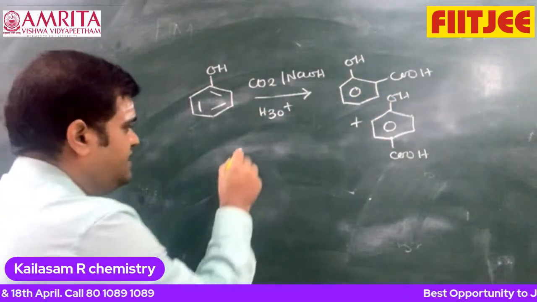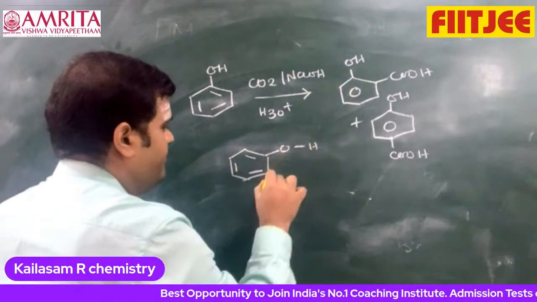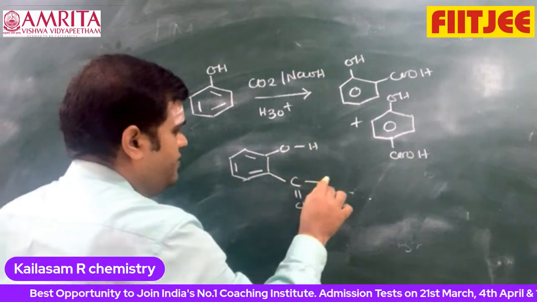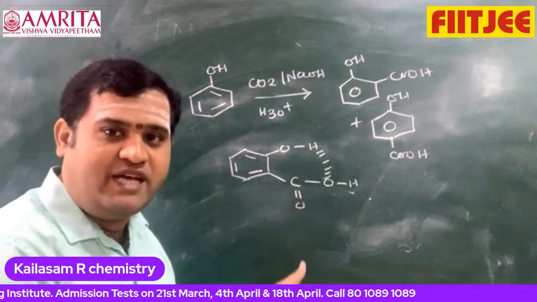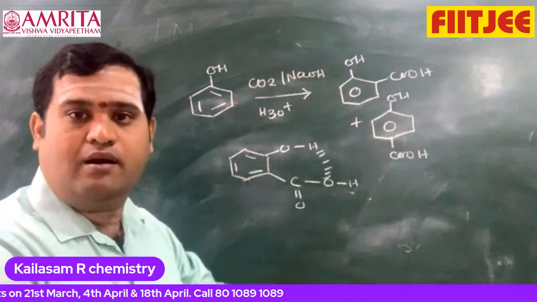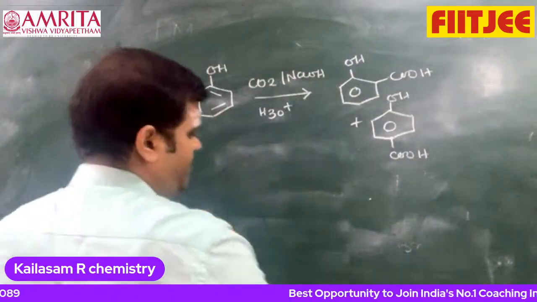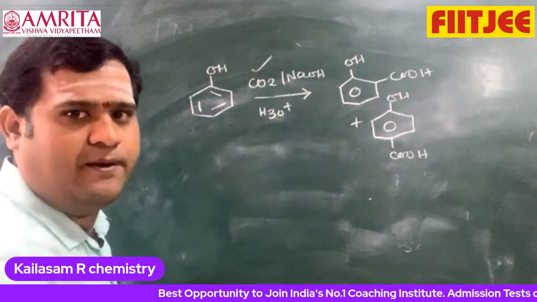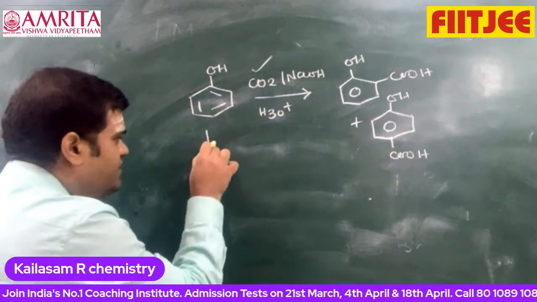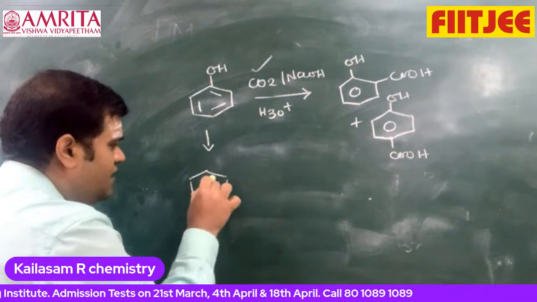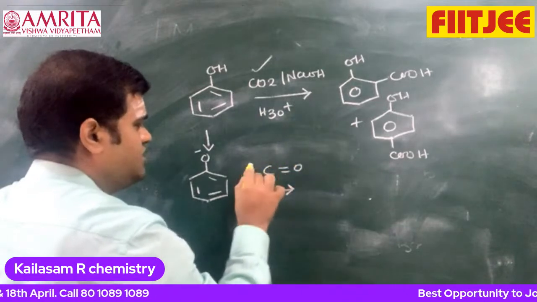Why is ortho major? The reason behind this is intramolecular hydrogen bonding, which makes the ortho isomer major over the para isomer. So how does this mechanism take place? Very simple. Keep it in your mind. Look at that. What I am doing here: CO2 acts as an electrophile. What is sodium hydroxide? Base. Base always abstracts the acidic proton, which forms O minus. Then I am having C double bond O.